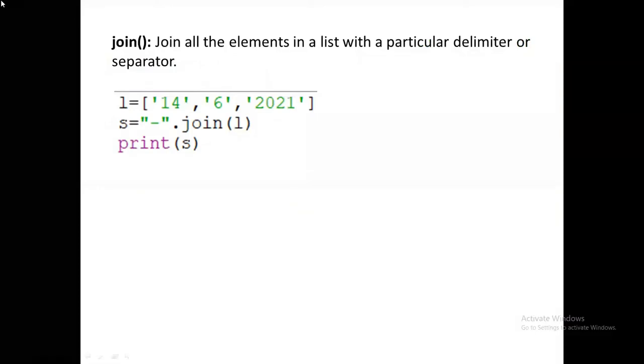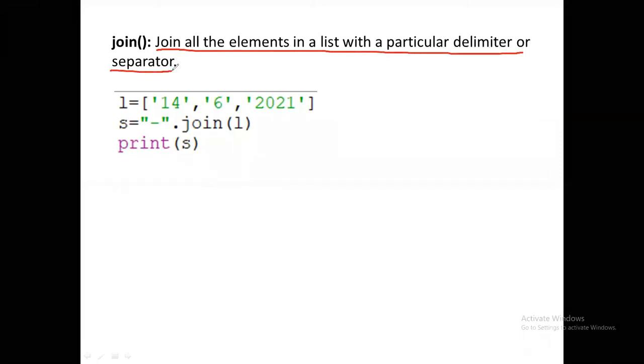Okay, so this is the join function. What is the purpose of the join function? The join method joins all the elements in a list with a particular delimiter or separator. For example, this is the list L. In this list, I store the data elements 14, 6, 20, 21. Now, by using this join method, I am going to join all these data elements and store them as a string.